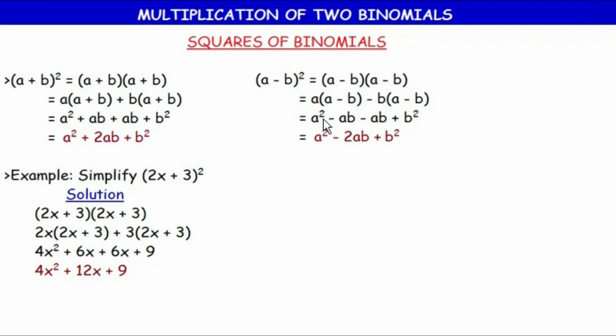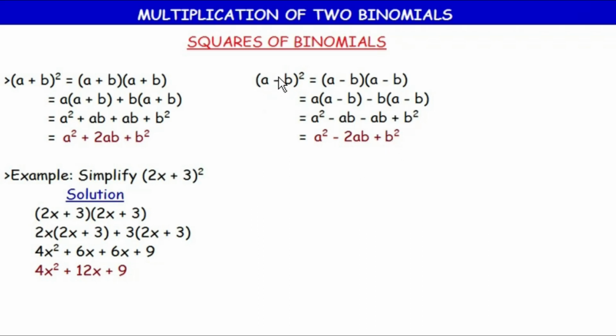So what is a times a? a squared. What is a times negative b? Negative ab. What is negative b times a? It is negative ab, right? And then what is negative b times negative b? It is positive b squared. So now minus ab and minus ab, they are like terms, so we can solve, right? So what is negative 1 minus 1? It is negative 2, right? So the result of minus ab minus ab is negative 2ab, right? So our final answer for this particular expression becomes a squared minus 2ab plus b squared, right?